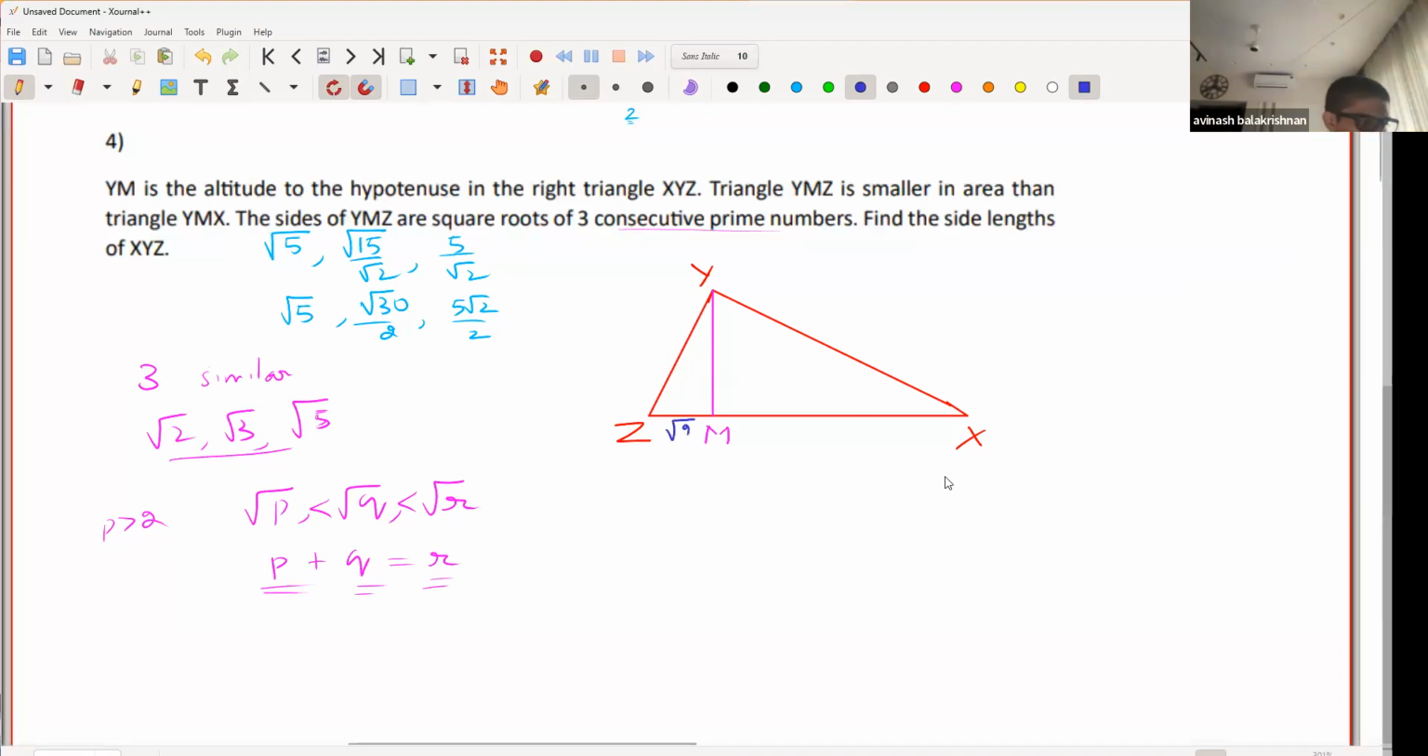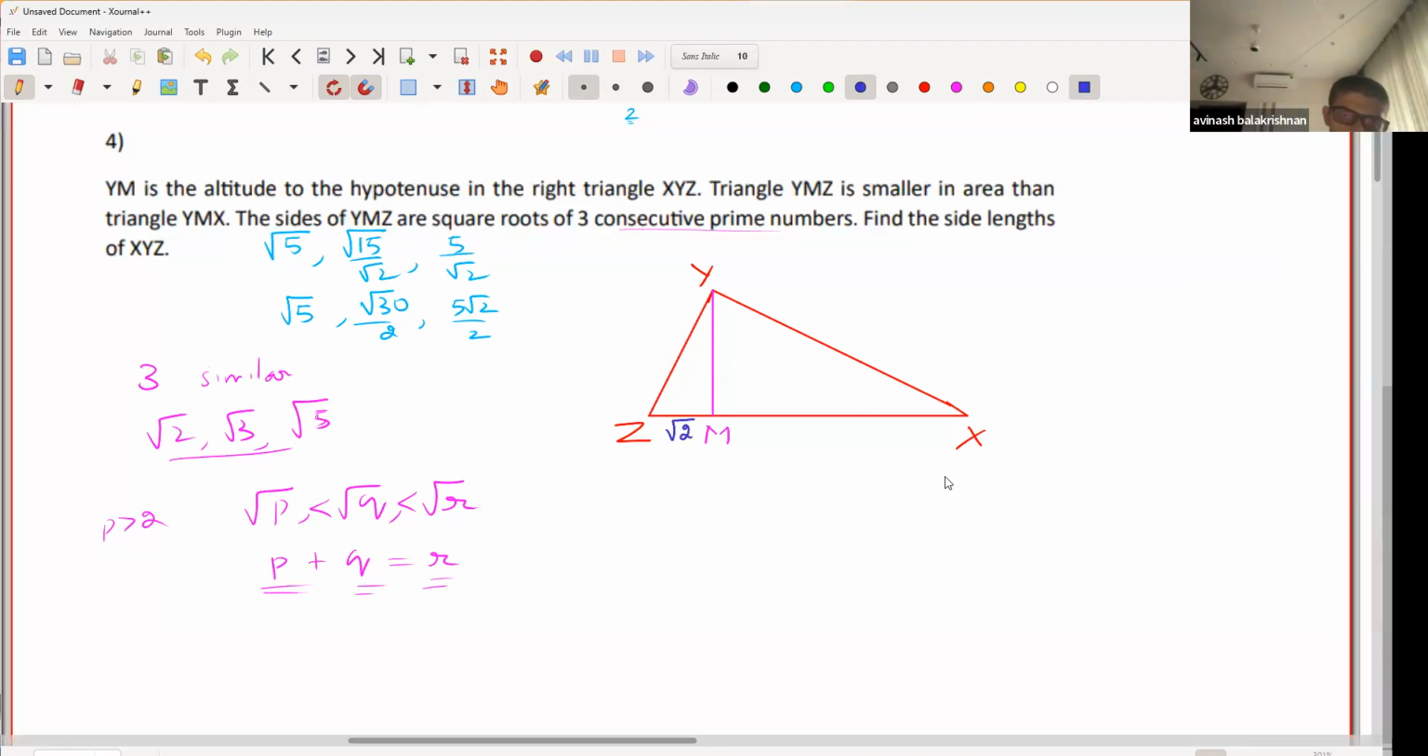I labeled it differently, but ZM will be root 2, YM will be root 3, and the hypotenuse is root 5. Even in your diagram, that's how it has to be. I didn't draw a diagram like this; I made it slightly different, so that's why the root 2 and root 3 got flipped. Maybe in this question it does not make a difference, but even in your diagram, MZ has to be the smallest.